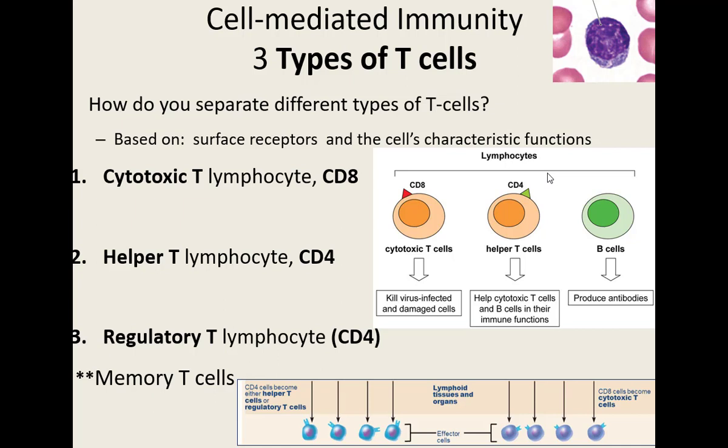Now that we know this, we can try to figure out how we can boost the regulatory T cells in those patients. So their job is just to suppress the immune response. Now, any of these can turn into a memory cell. We can have memory regulatory cells, we can have memory helper T cells, and we can have memory cytotoxic cells.